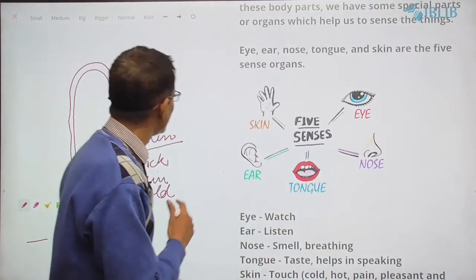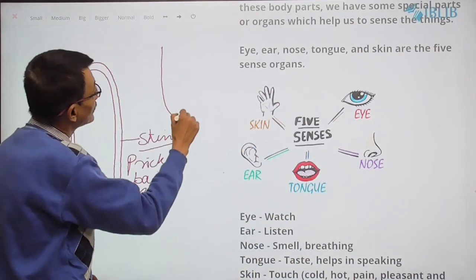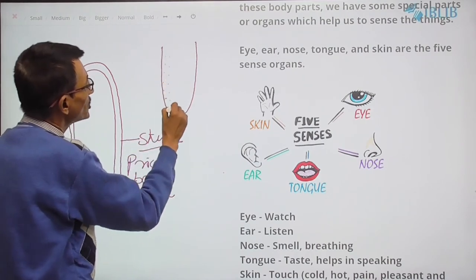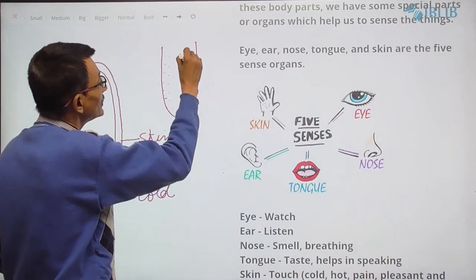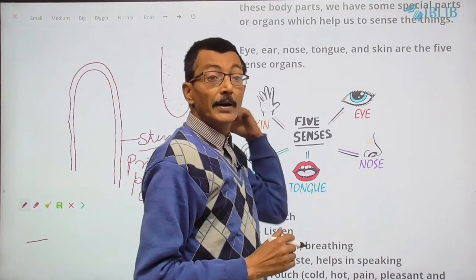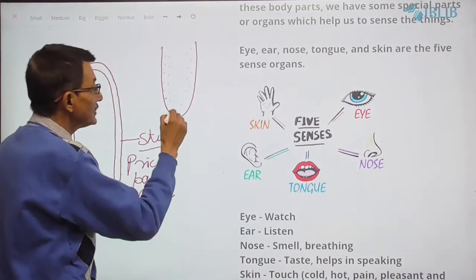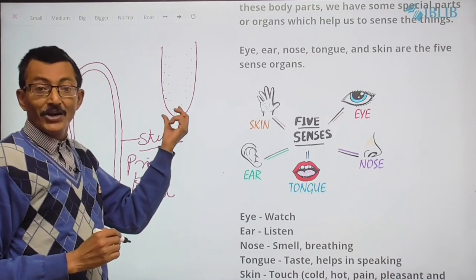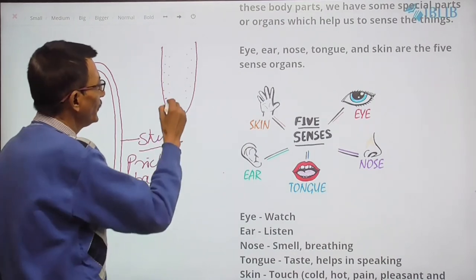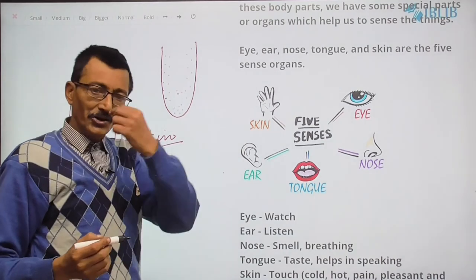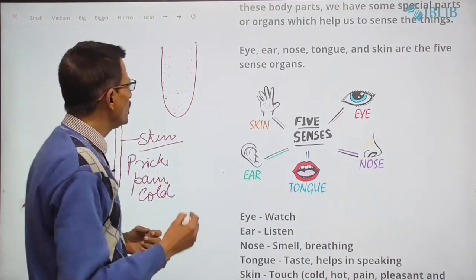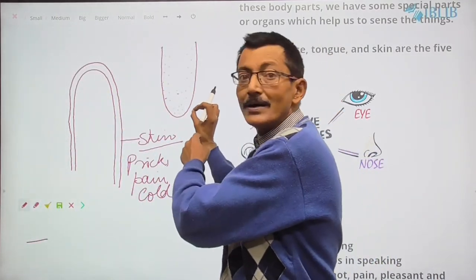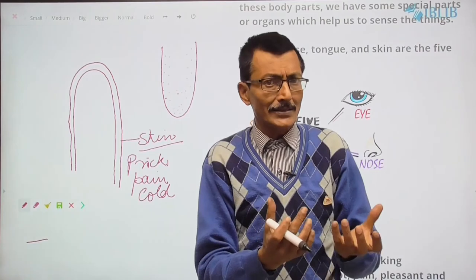Okay? And now you see, when we see our tongue, we find some small projection-like structures. These are called taste buds. If you put something on the tip of your tongue, you will feel sweet. If you put something on another part of your tongue, you will feel bitter. Now these small taste buds actually tell the taste.